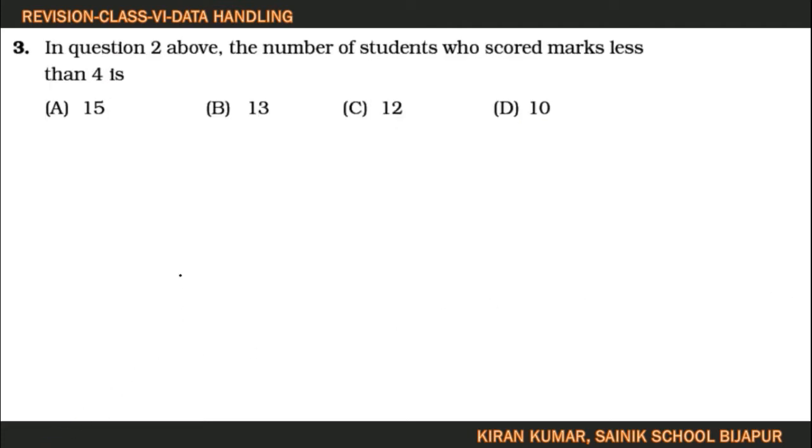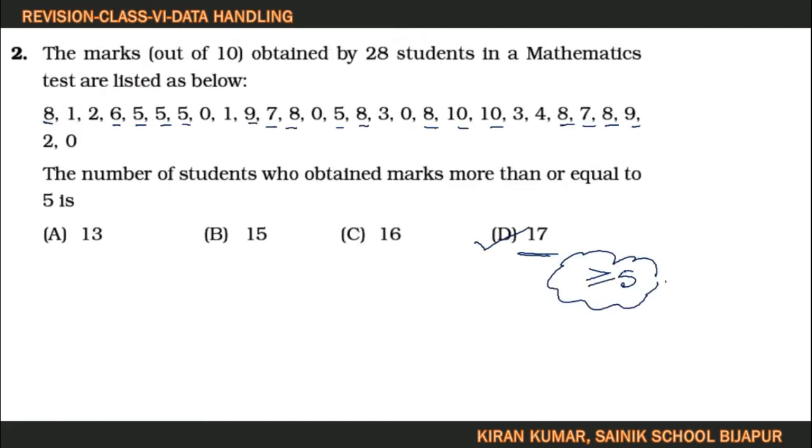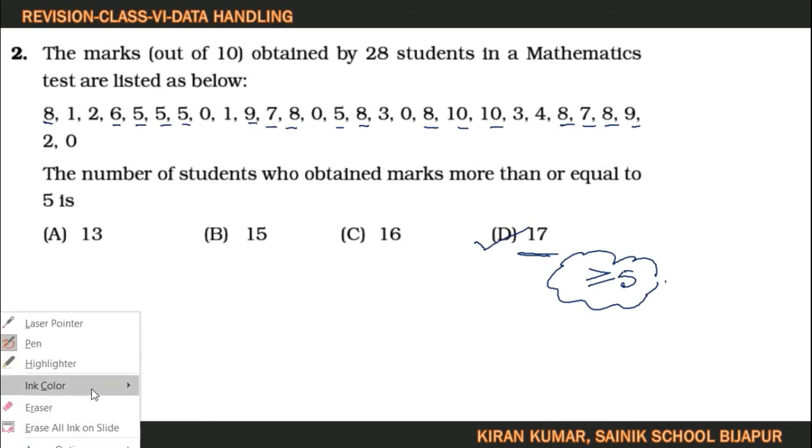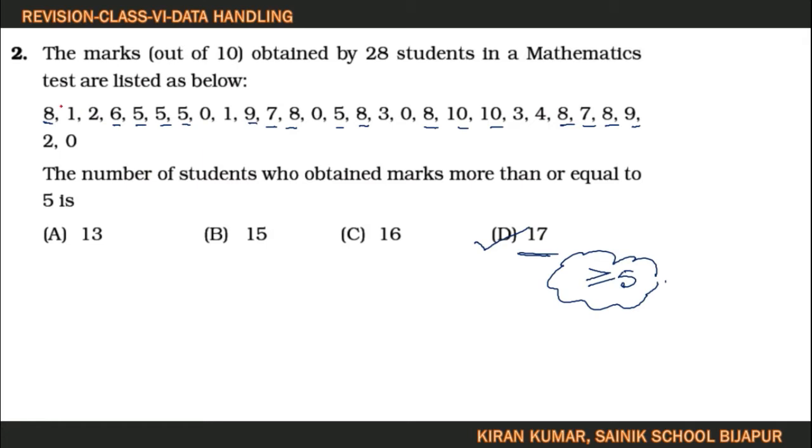Question number 3. In the question 2 above, the number of students who scored marks less than 4 is. Let's go back to the previous question and see the number of students who have scored less than 4 marks. Here I'll encircle those with a different ink. The students who have scored less than 4 marks: 1, 2, 3, 4, 5, 6, 7, 8, 9 and 10.